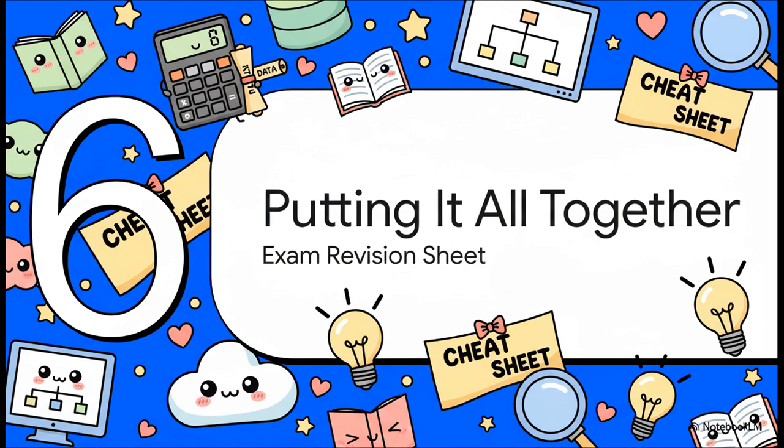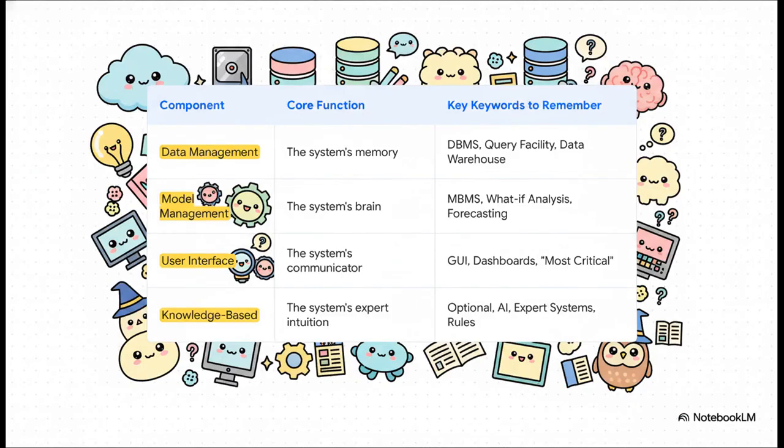Okay, we've covered a lot of ground, so let's pull it all together onto one single slide. Seriously, screenshot this, write it down. This is your exam revision cheat sheet. And here it is. This lays it all out for you, nice and clean. You've got the 4 components down the side. You've got the simple core function, our advisor analogy, to help you remember what each one does. And then, most importantly for your exam, you have the exact keywords you need to be using. DBMS, what-if analysis, most critical, optional. It's all right there. This is how you show the examiner you really know your stuff.